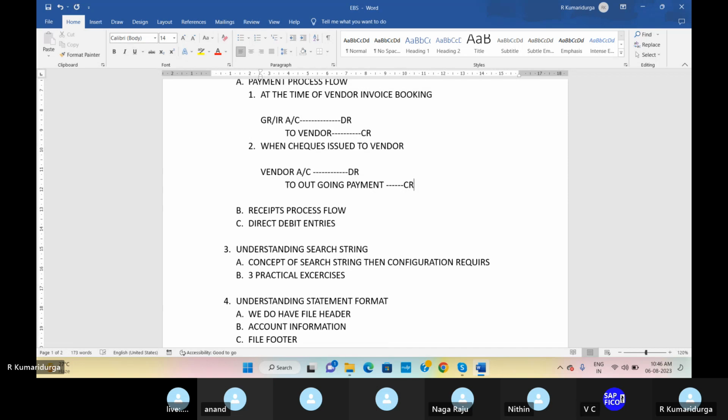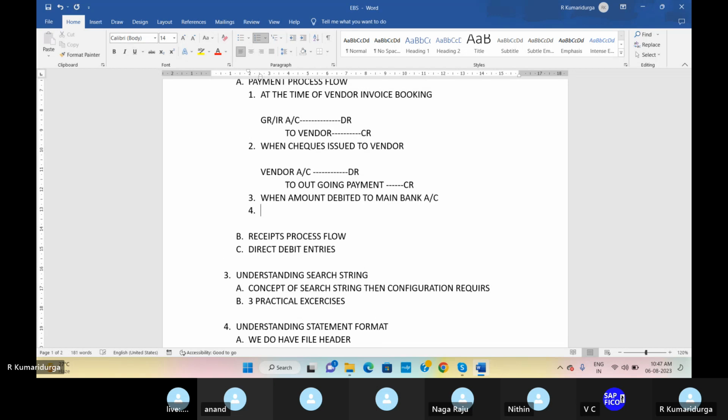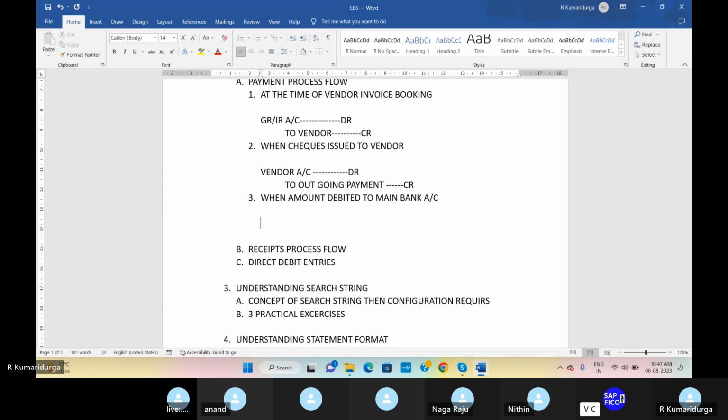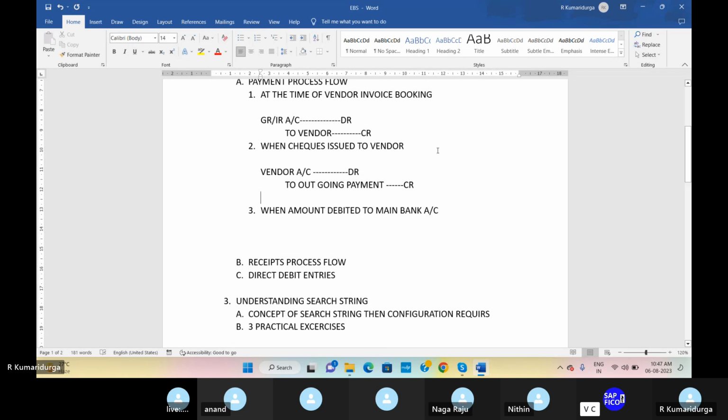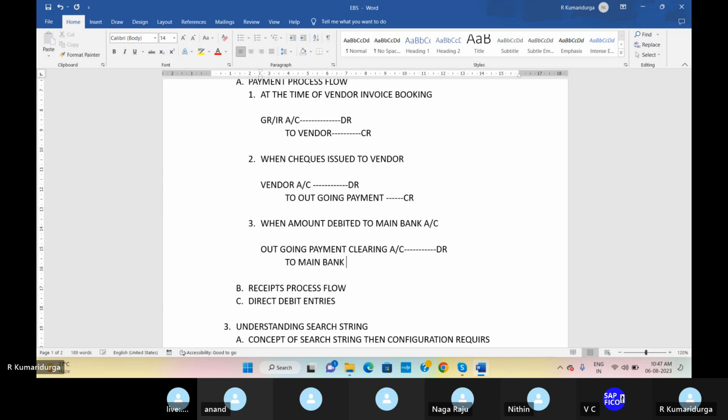Then the third point is when amount is debited to main bank account. What is your main bank account? ICICI bank account, like this. We will give that payment to the particular outgoing payment account, that is our bank's account. Banks will have their own bank accounts, right? So outgoing payment clearing account debtor to main bank account creditor.